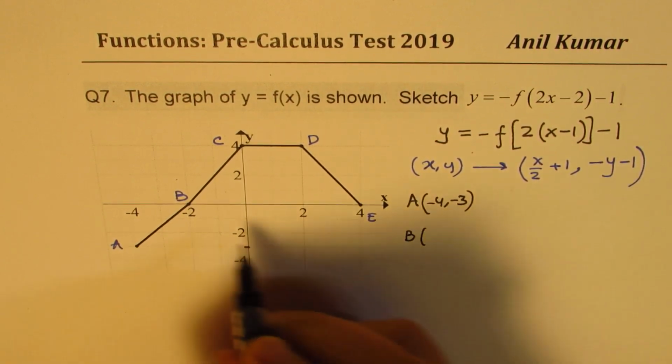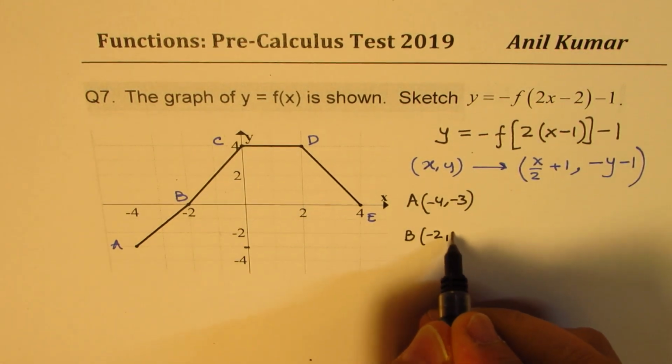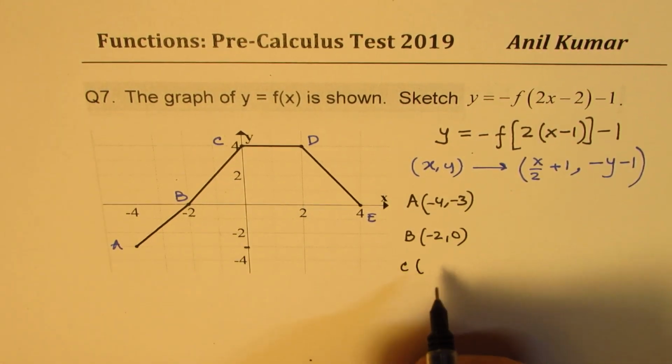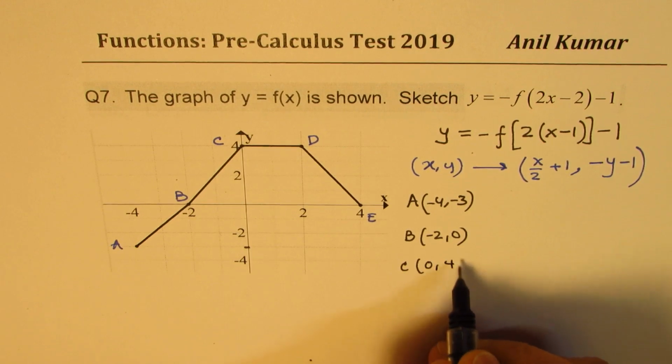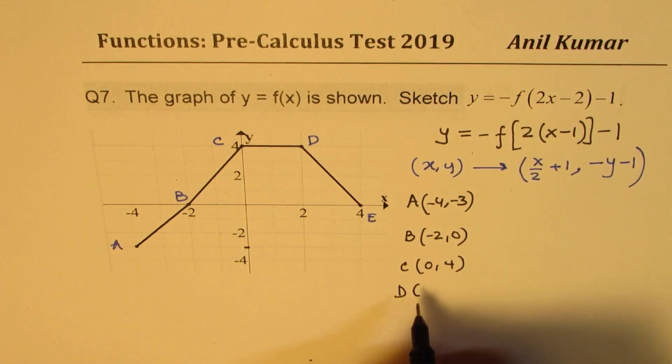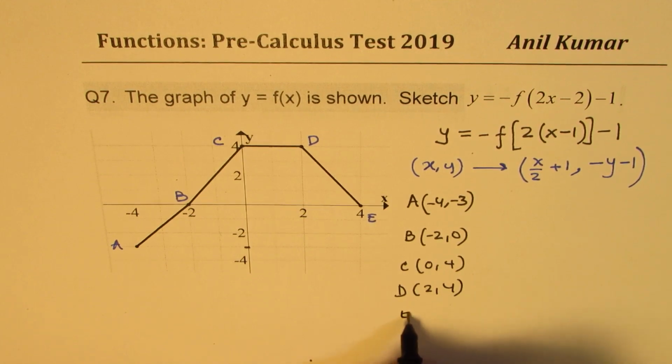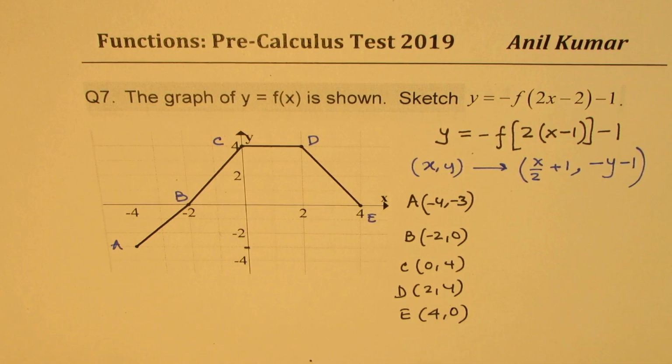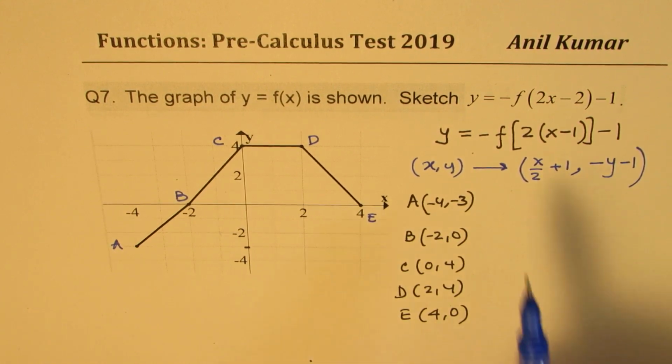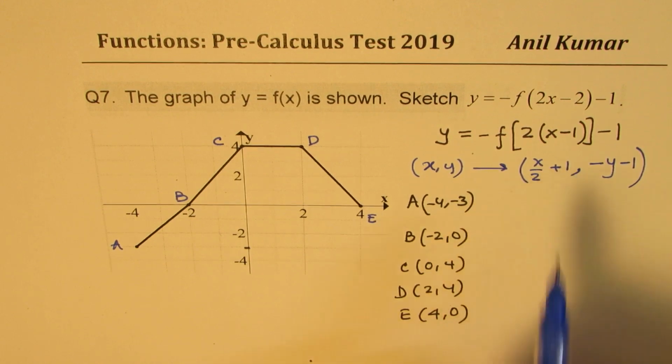B is minus 2, 0. C is 0, 4. D is 2, 4. And E is 4, 0. Now when we apply the transformation, we have to divide the value of x by 2 and add 1.